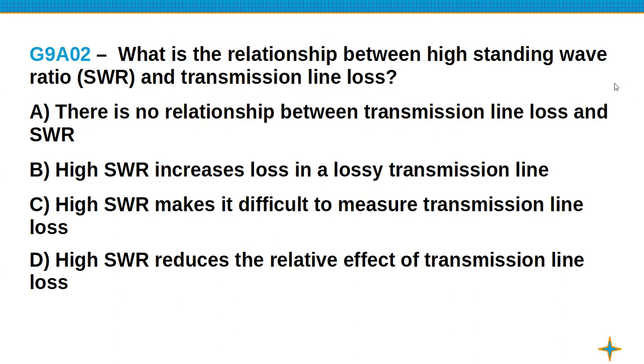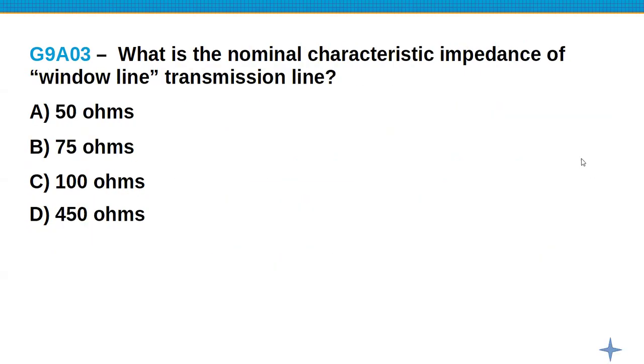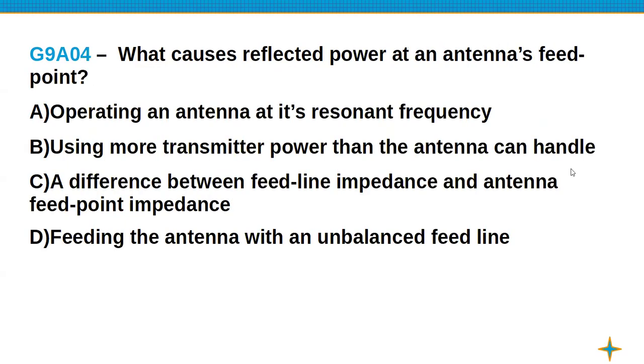What's the relationship between high standing wave ratio, or SWR, and transmission line loss? High SWR increases the loss. Correct. So it'd be Bravo. What is the nominal characteristic impedance of window line transmission line? That's your 450 that you said. Yes, Delta. What causes reflected power at an antenna's feed point? That's where you actually connect to the antenna.